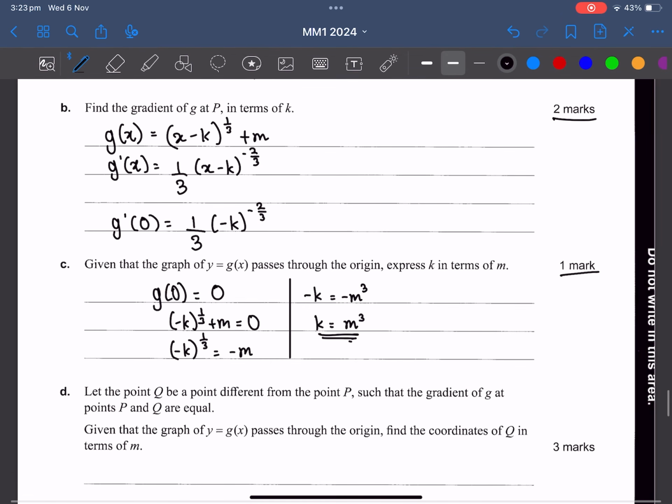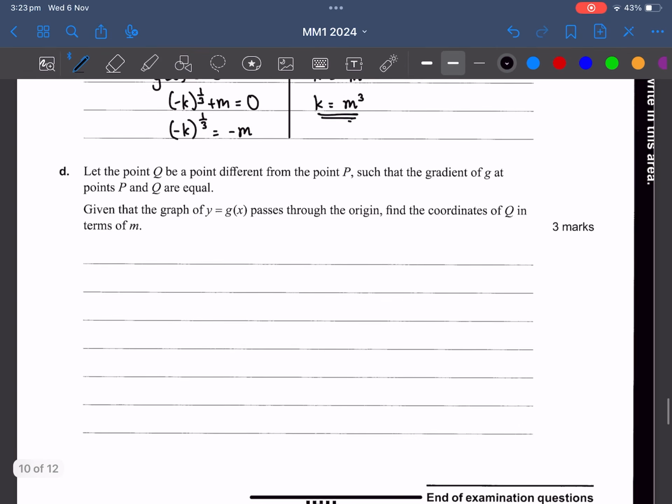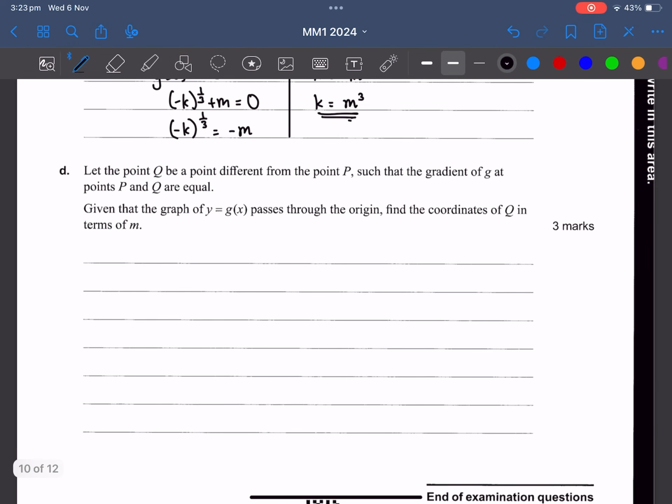Okay, so 1 mark for correct answer, I guess. So let point Q be a different point from the point P, such that the gradient of g at points P and Q are equal. Given that the graph of y equals g(x) passes through the origin, find the coordinates of Q in terms of m.